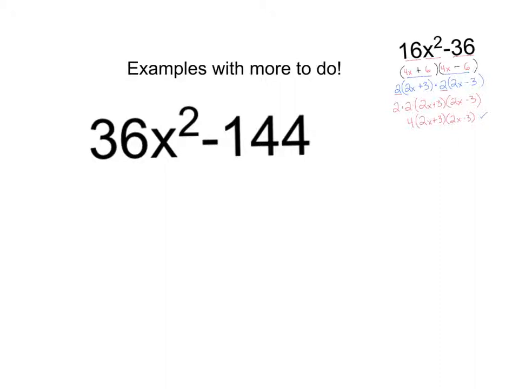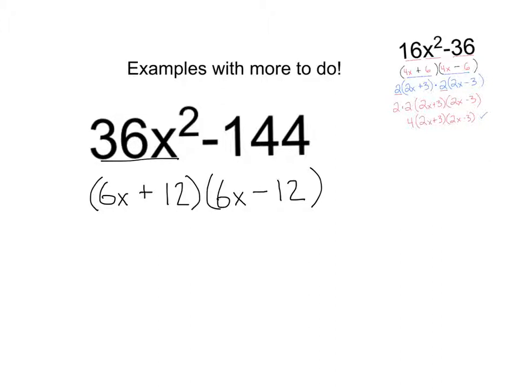36x squared minus 144. We're going to go ahead, start it out exactly the same way. Square root of 36x squared becomes 6x. And the square root of 144 is 12. And once again, one of them's positive and one of them's negative. In this case, we want to look at what do each of these share. And in this case, they both share the numeral 6. So we'll factor that 6 out.